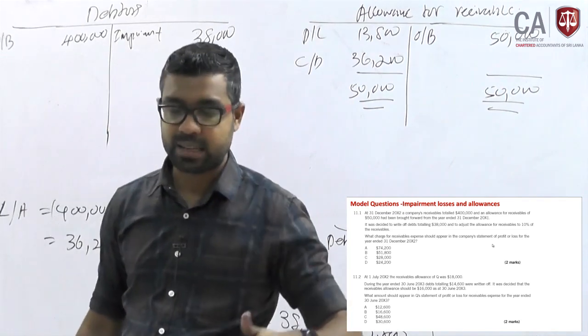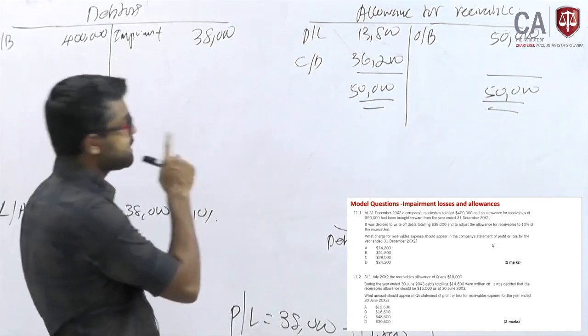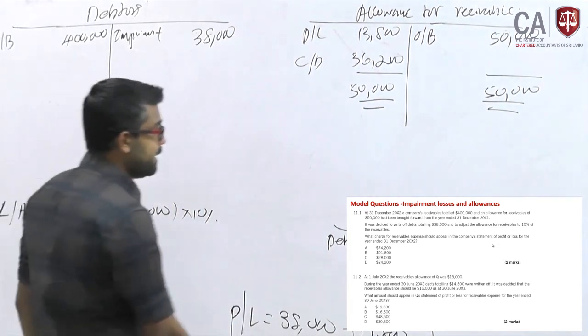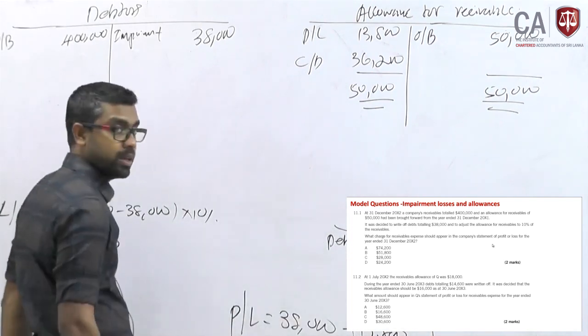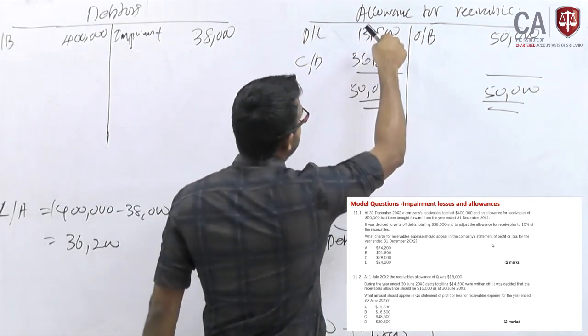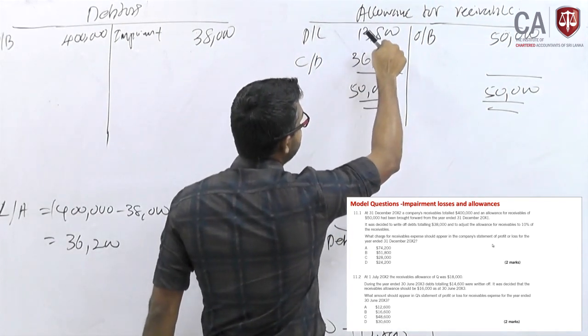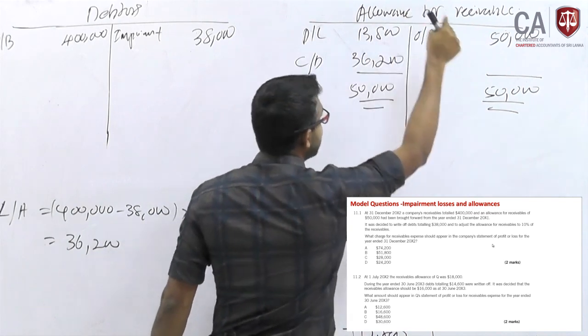That is the correct answer. Selecting B is completely wrong now. Because if you look at this chart of accounts, double entries, here debit, credit impairment loss account, debit to P&L. Here P&L loss, impairment loss for allowance for receivable, debit, credit to P&L.